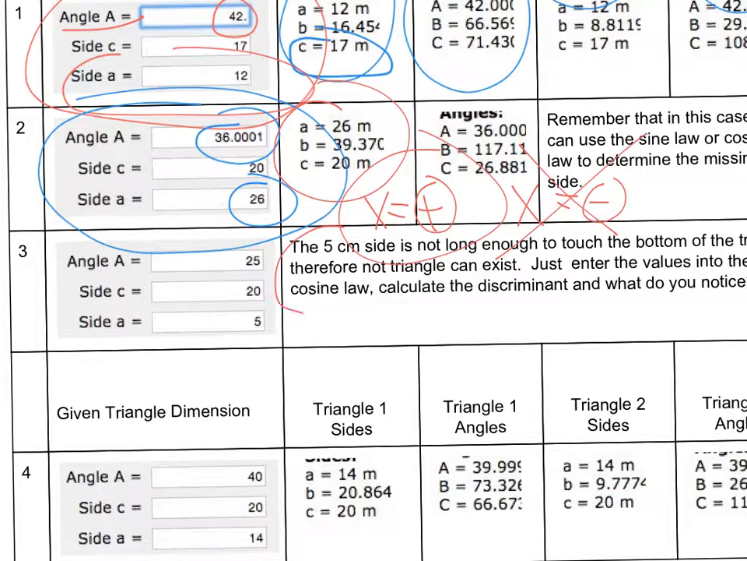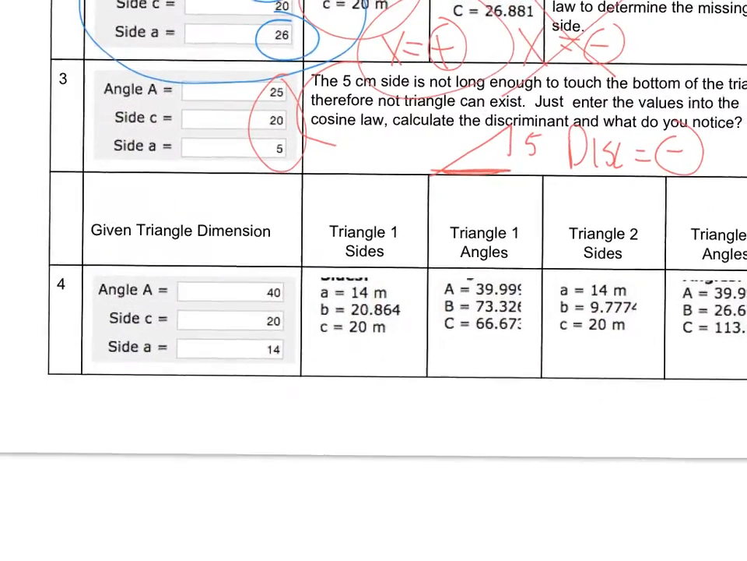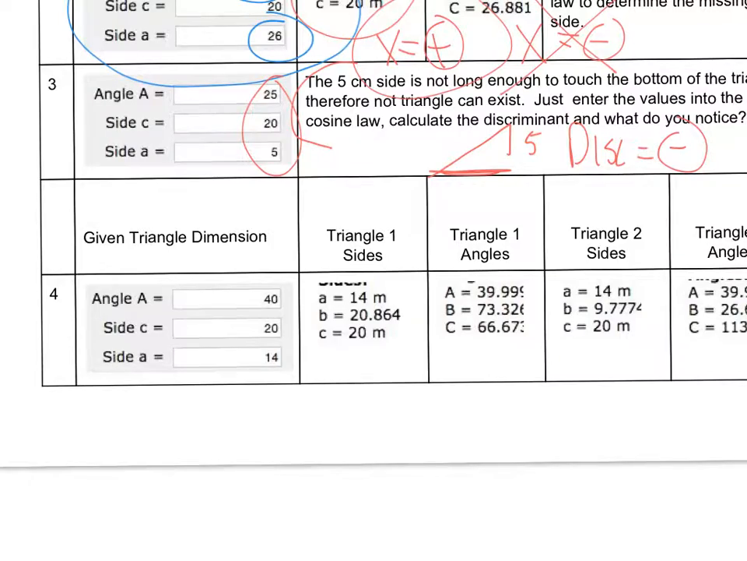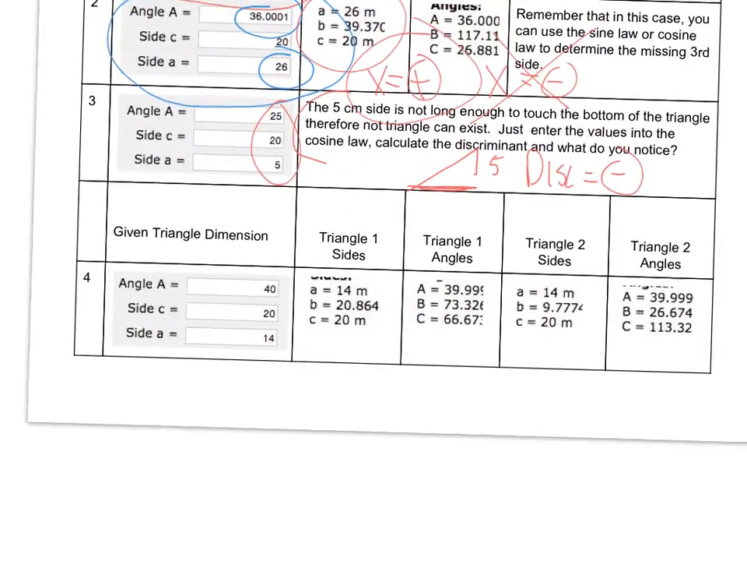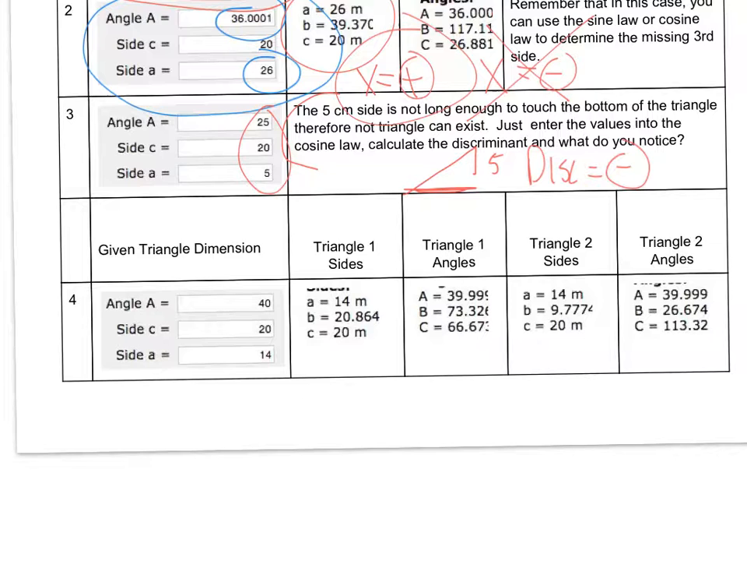And this one here, you've got one of those scenarios where this side here, side A, which is 5, isn't long enough to touch the base, so you don't even have a triangle. So notice, do the discriminant in this case, and I think you're going to get a negative. The same thing here, you'll do this one here as well. And now you're going to get two triangles again.